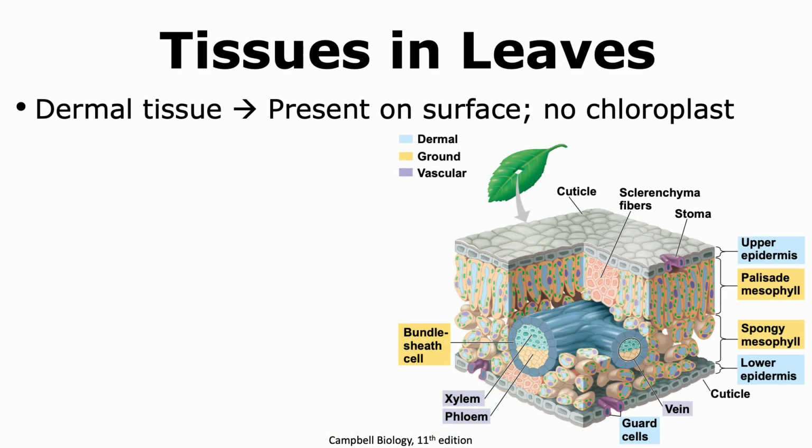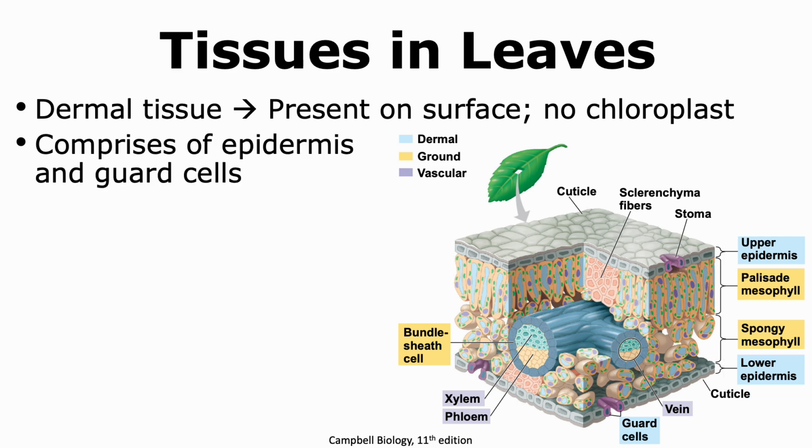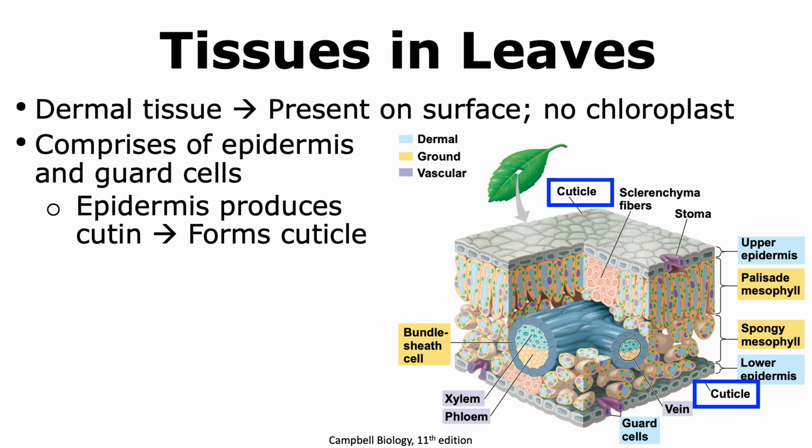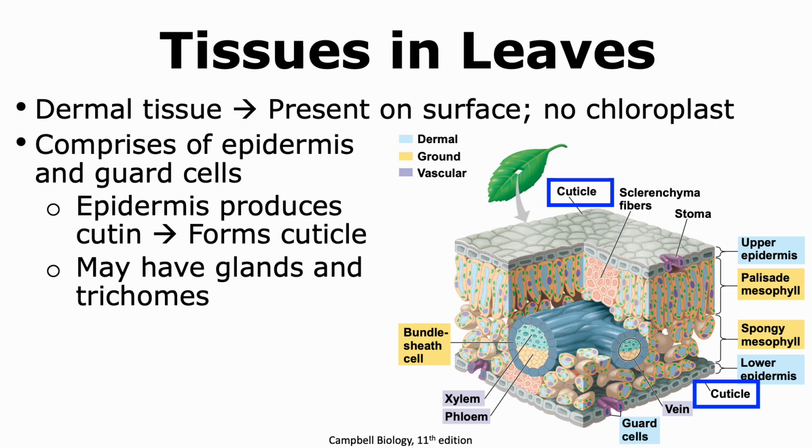There are three main tissues in the leaves. The outermost tissue is the dermal tissue. The dermal tissue is present on the lower side of the leaf as well as the upper side of the leaf. It is made up of epidermis cells and guard cells. The epidermis cells produce a waxy substance called cutin that forms the cuticle. The cuticle protects the leaf. The epidermal cells may also have glands and trichomes, which are hair-like structures.